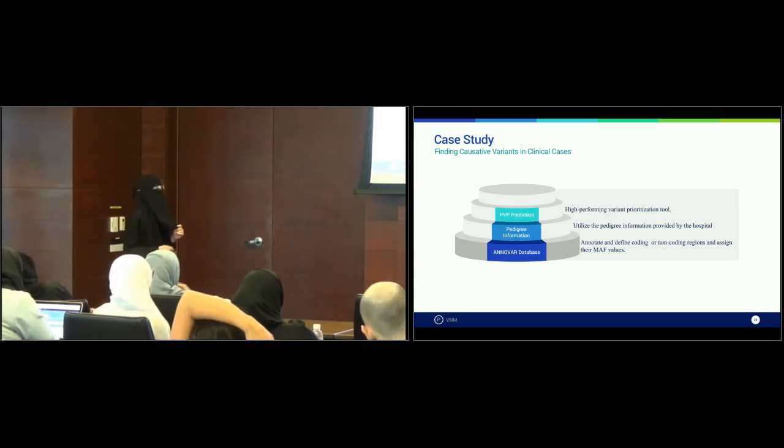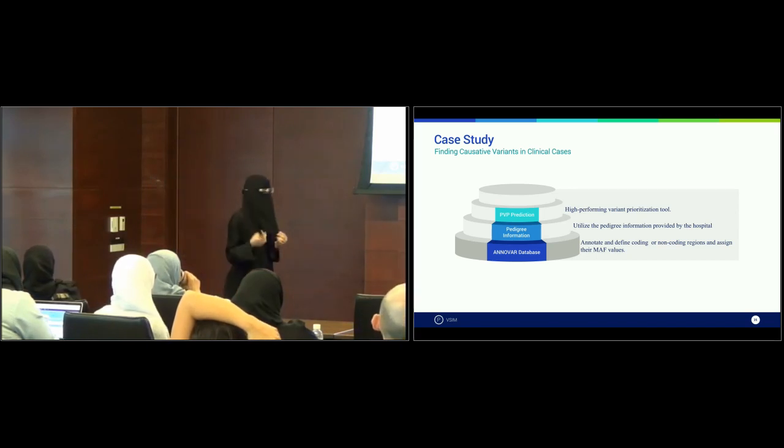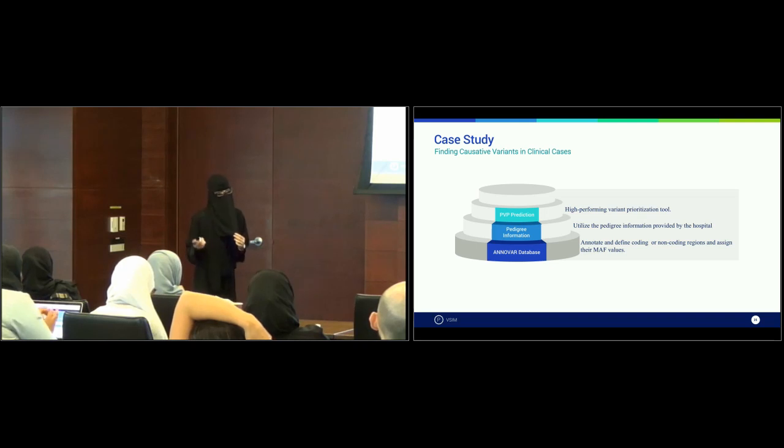After that, we used the VBB predictions, which is developed by one of our team, Iman. It is a high performing prioritization tool to prioritize all the variants. Actually, in this system, we have more than 1 million variants. So after filtering and prioritizing the variants that are more likely to cause the disease, we got 2,000 or 1,000 or even 100, 200. It depends on our analysis of the pedigree.